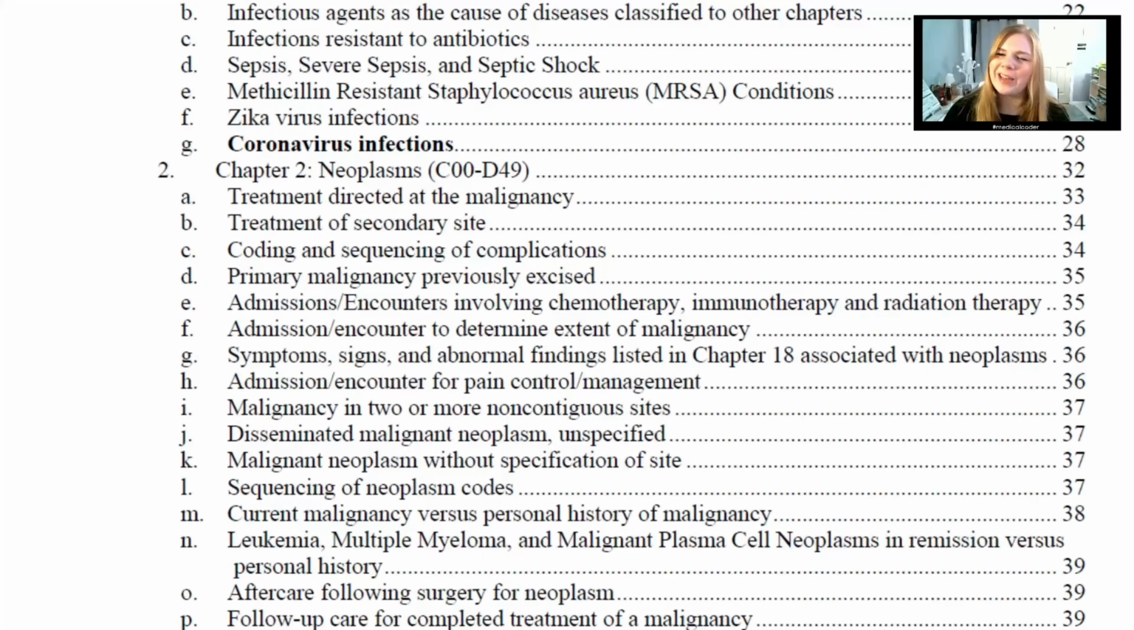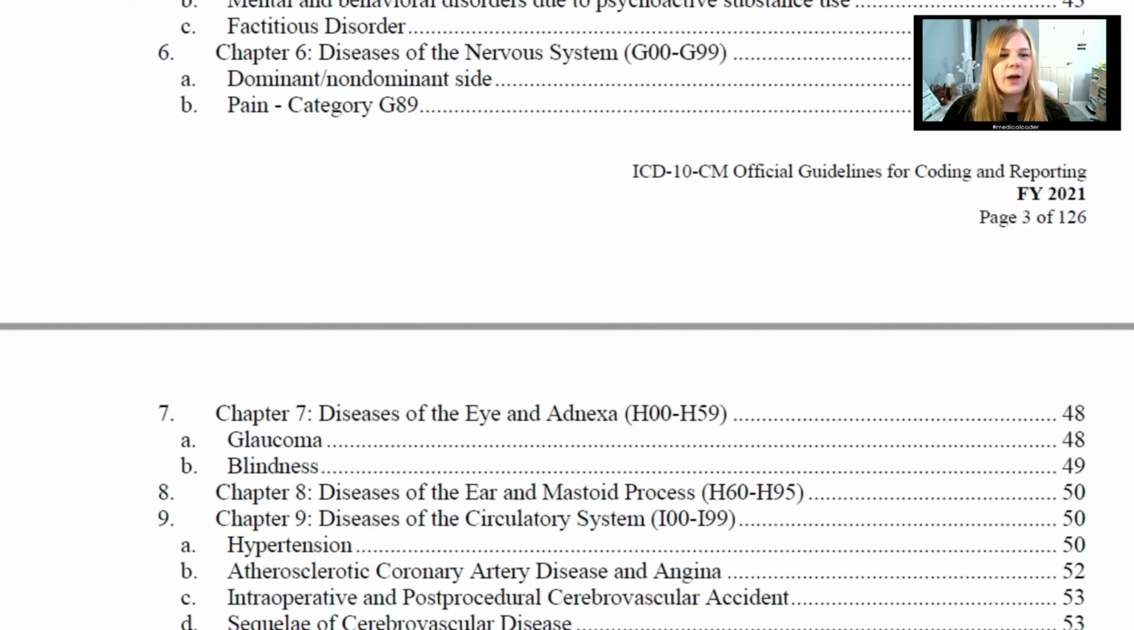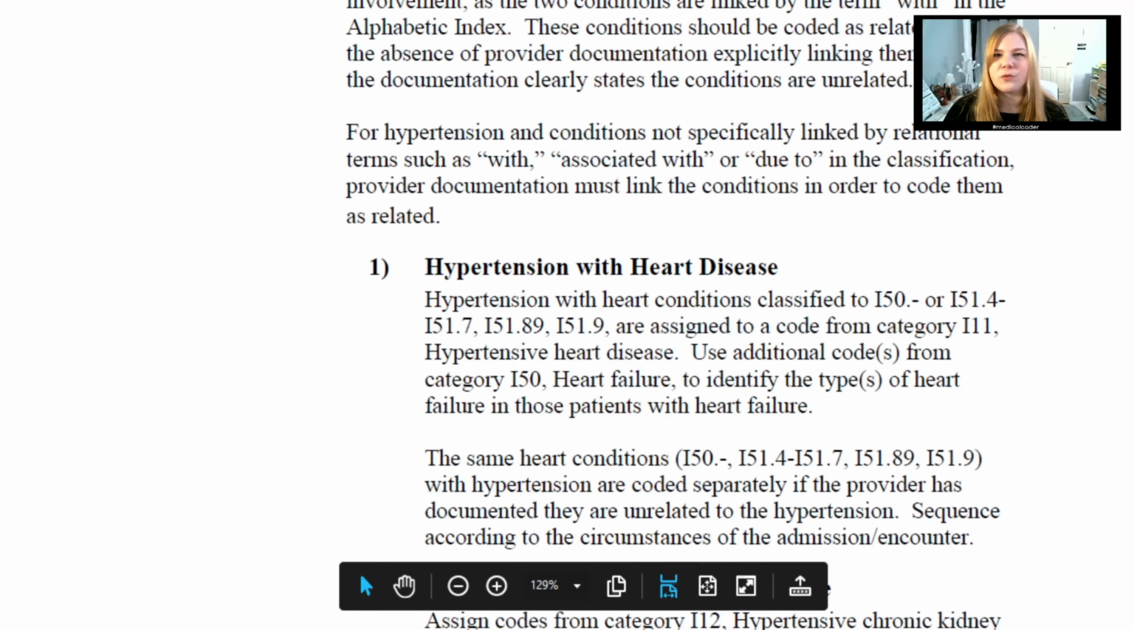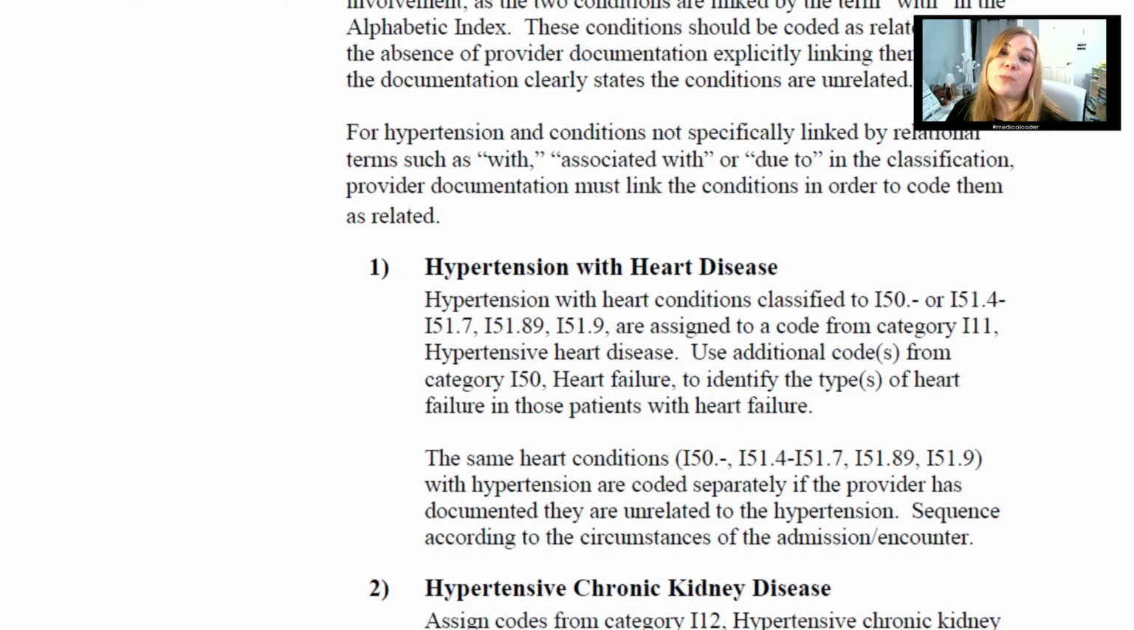All right, so back into our chapter-specific guidelines. We finished off with chapter 7 last time, and chapter 8 actually does not have chapter-specific guidelines. You can see right here, reserved for future guideline expansion. So we're going to get right into chapter 9, diseases of the circulatory system, and it starts with hypertension.